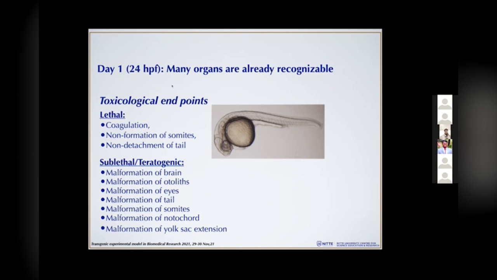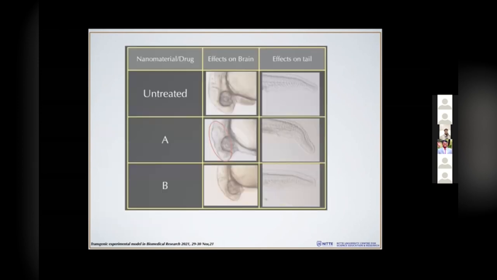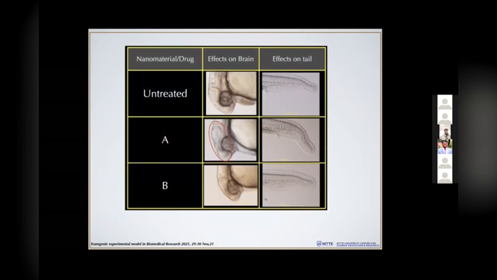Sublethal: malformation of the brain, malformation of the otoliths, of the eyes, of the tail, of the somite, notochord, and so many. Yolk sac extension. One example that you can see here in the next slide. You are just looking at simple visual observation. Of course, you need to do a little bit of standardization. LC50 determination is done generally, but even then, the visual observation is more than enough to give you an idea.